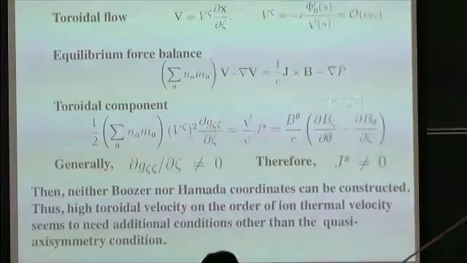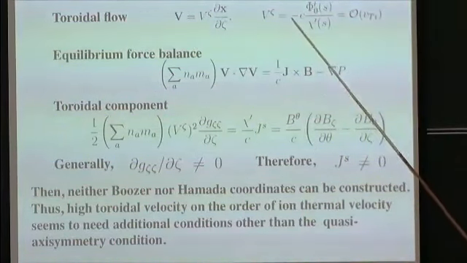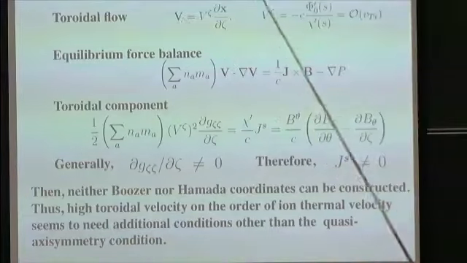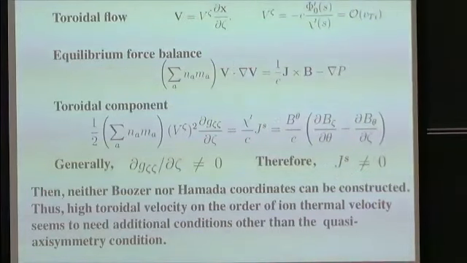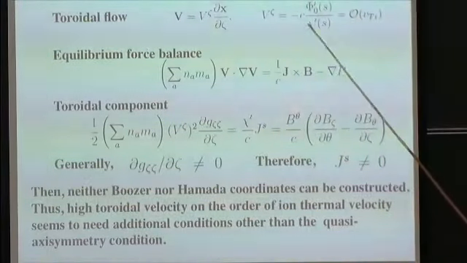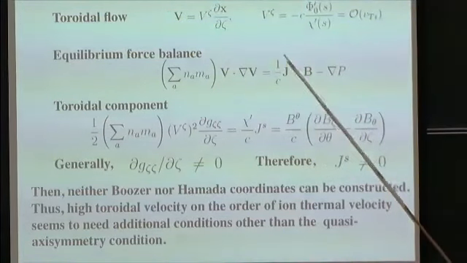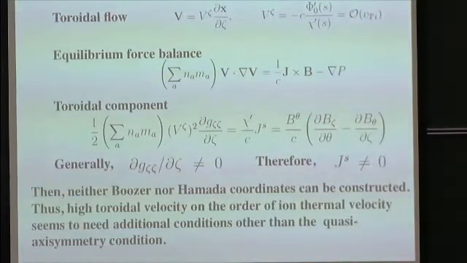Okay. And now we consider the quasi-axisymmetric case with toroidal velocity. That is also very close to the Flanders talk. And also in this case, even for quasi-axisymmetry, it is proved that toroidal flow should be given by this and proportional to the radial electric field. But the important thing, as mentioned by Dr. Henna, we need to consider first the zeroth order equilibrium balance equation.